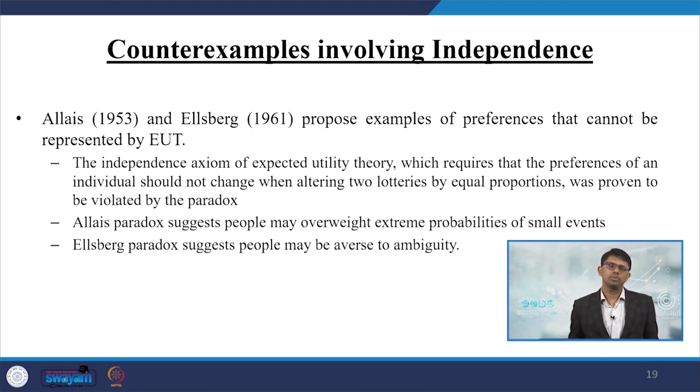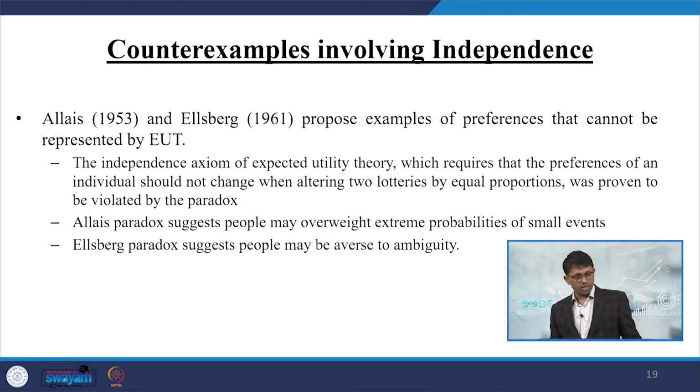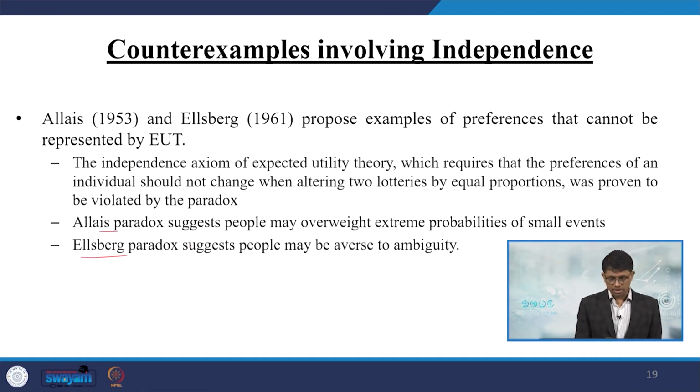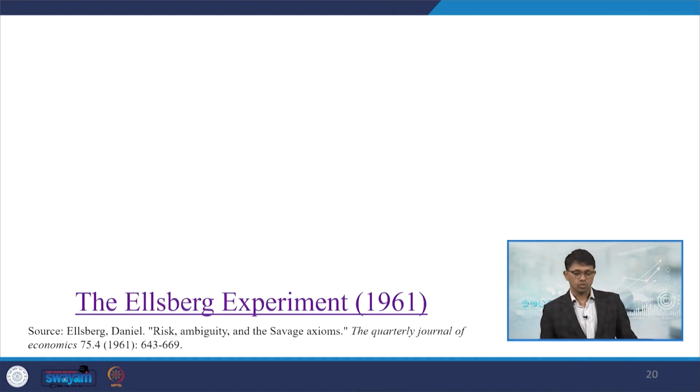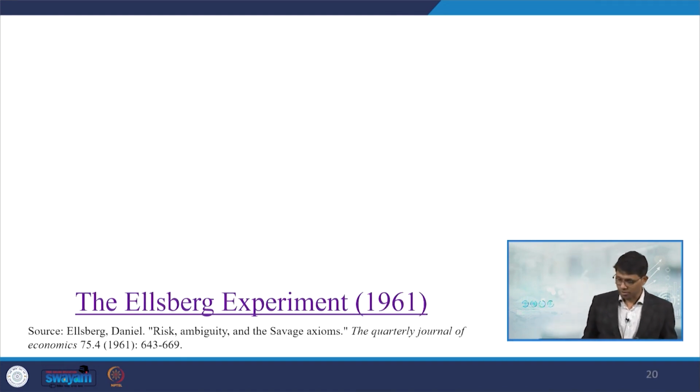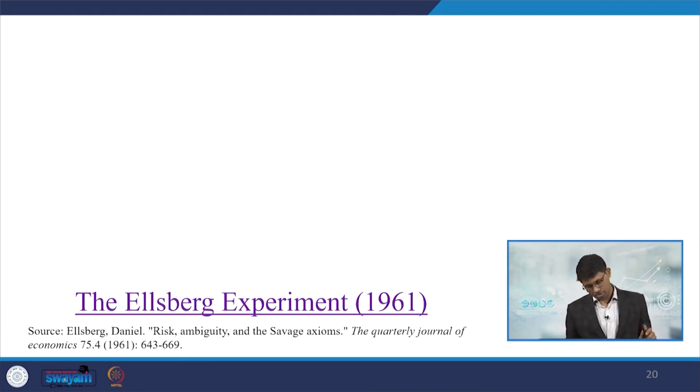Even we have discussed independence in our previous example. Allais paradox suggests that people may overweight extreme probabilities of small events. Ellsberg paradox suggests that people may be averse to ambiguity as well. Hence, those are not validating the EUT, expected utility theory.